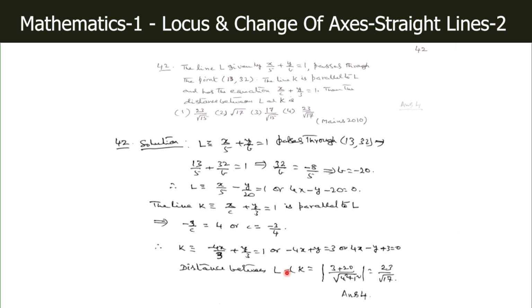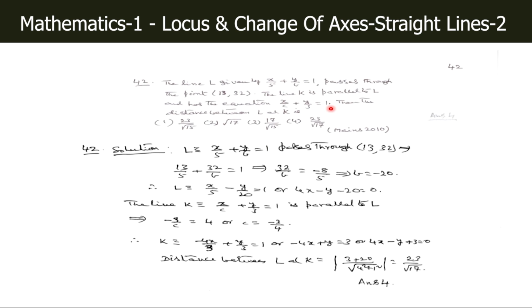So, the distance between L and K is by the distance formula. You know that the distance between two parallel lines ax plus by plus c equal to 0 and ax plus by plus d equal to 0 is simply modulus of d minus c by root over a square plus b square. So, here which is 3 plus 20 by square root of 4 square plus 1 square, which is 23 by root 17, and the correct option is option number 4. This is Mains 2010.